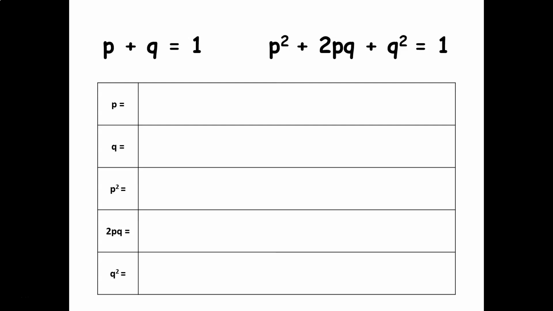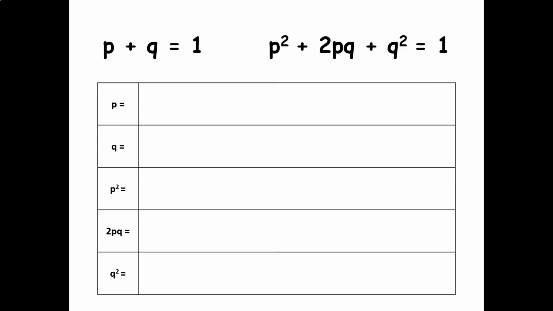We are going to continue our discussion on Hardy-Weinberg by really starting to get into some examples of the math itself. So when we look at the Hardy-Weinberg principle, it is a mathematical model. We have these two big equations: p + q = 1, and p² + 2pq + q² = 1.